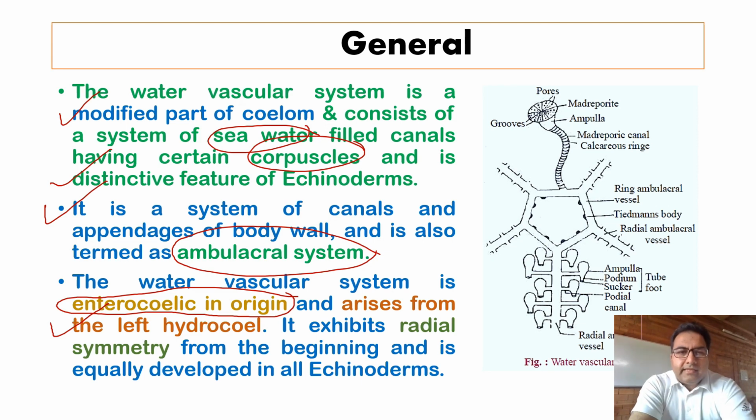It exhibits radial symmetry from the beginning and is equally developed in all echinoderms. Now, when we talk about this very water vascular system or the ambulacral system, it exhibits radial symmetry. So this is also the main feature, that it exhibits radial symmetry right from the beginning in all echinoderms.